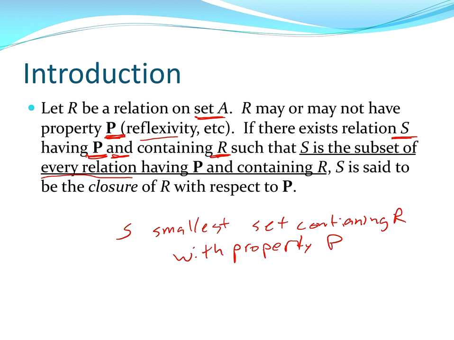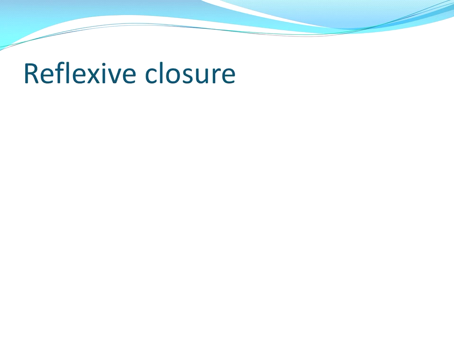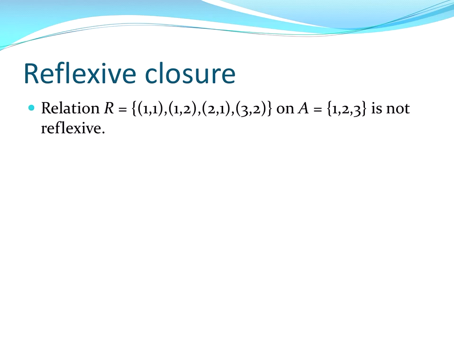Okay. All right, so we've talked about the concept. Let's look at it in light of the certain properties. Let's talk about a reflexive closure. Here's an example of a relation on the set A, which is the set containing 1, 2, and 3. And I say that it is not reflexive. Why not? Well, it's missing (2, 2) and (3, 3).